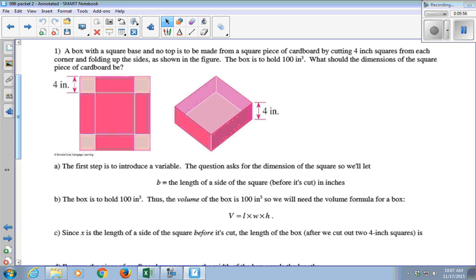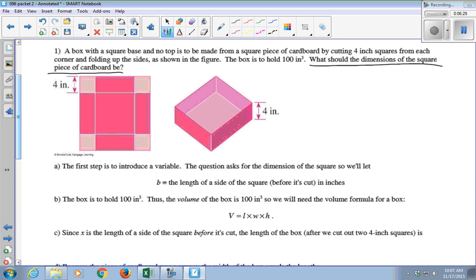Okay. So the question is, what should be the dimensions of the square piece of cardboard? How big of a square piece of cardboard do I need so that if I cut out 4-inch squares from the corners, I get a box with volume 100 cubic inches? So my first step is to introduce a variable, and I'm going to let the variable be the thing they asked me for, right? What should the dimensions be? So that is, how big a square do I need?